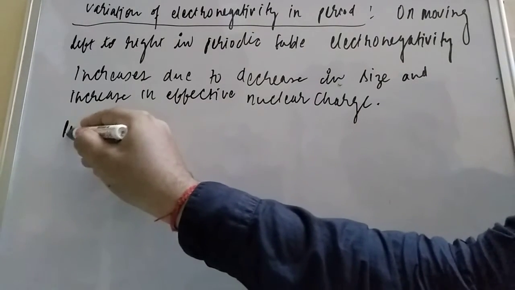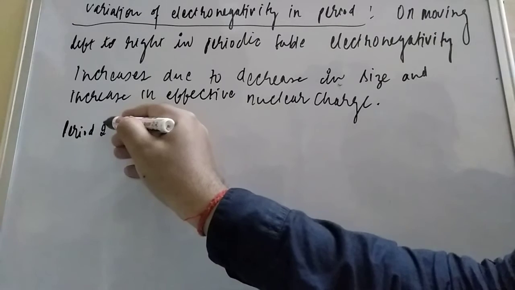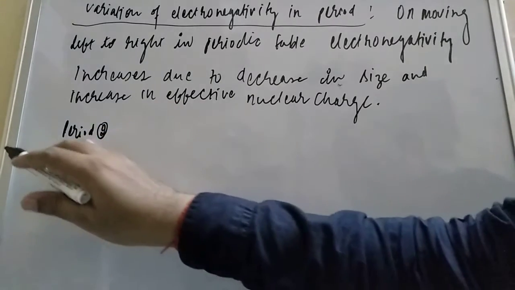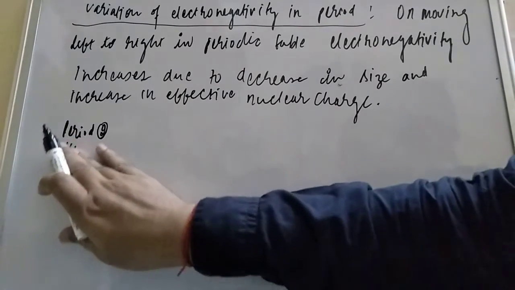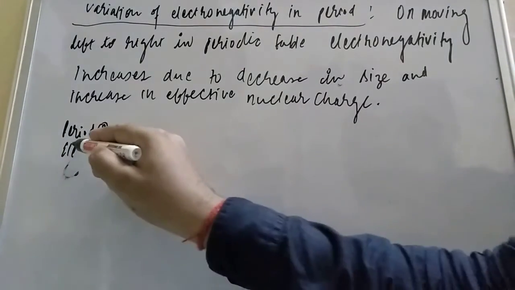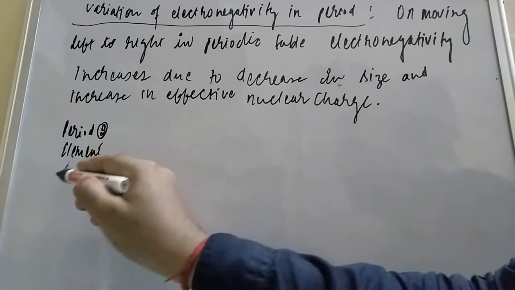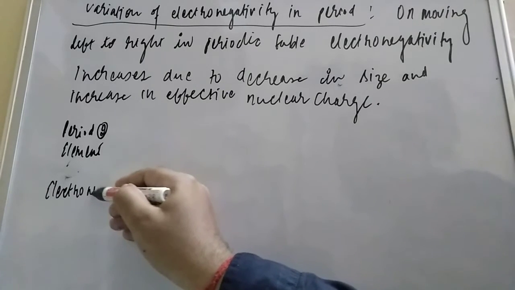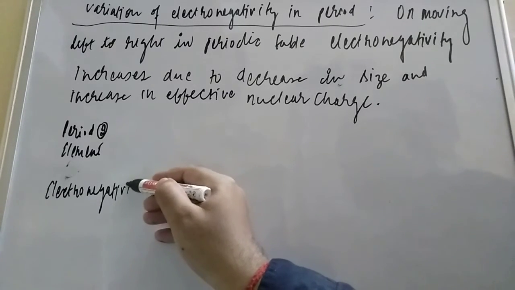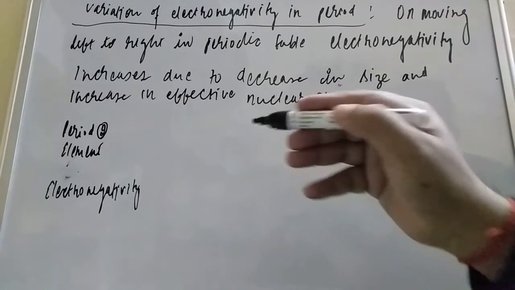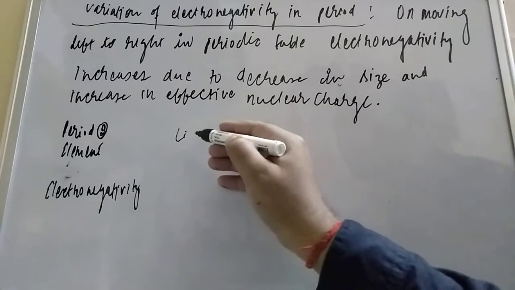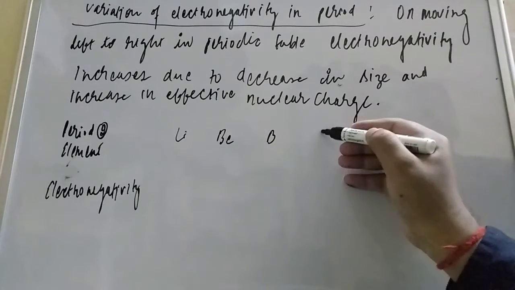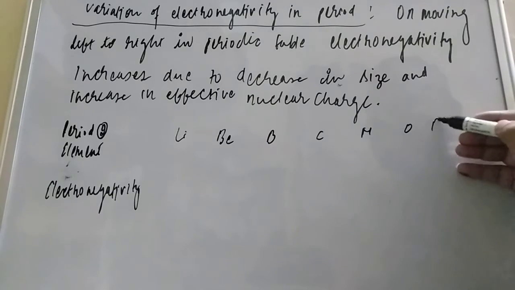So suppose I am taking period number 2 elements, and in another column, what will we write, student? We will write the value, that is electronegativity. So what are the period 2 elements, student? This is lithium. Then what will come, student? This is beryllium, boron, carbon, nitrogen, oxygen, fluorine.